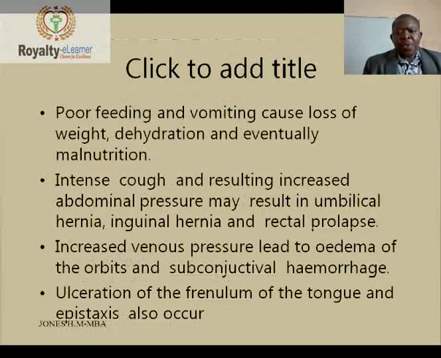There is poor feeding by the infant, and the vomiting causes loss of weight, dehydration, and eventually the baby becomes malnourished. Intense cough, which results from increased abdominal pressure, may result in umbilical hernia, inguinal hernia, and the infant may have rectal prolapse. Other things that can be seen are increased venous pressure that leads to edema of the orbits and subconjunctival hemorrhage. You can also see ulceration of the frenulum of the tongue, and epistaxis may also occur.